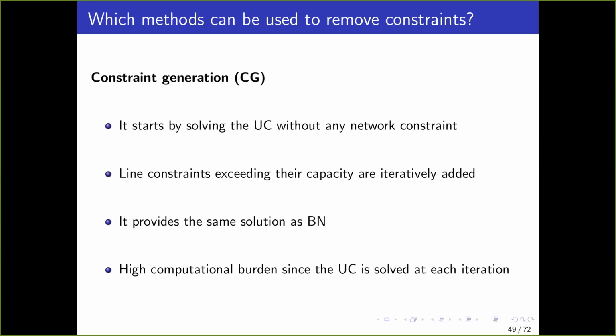Then we have the constraint generation method. This is also quite intuitive. So you start with solving the unit commitment without any constraint. Then you compute the power flows. And then if you see a power flow that is above line capacity, then you include that constraint. And then you solve the unit commitment again, and then you iterate. So since you have to solve a unit commitment problem at each iteration, it's going to take a very long time.